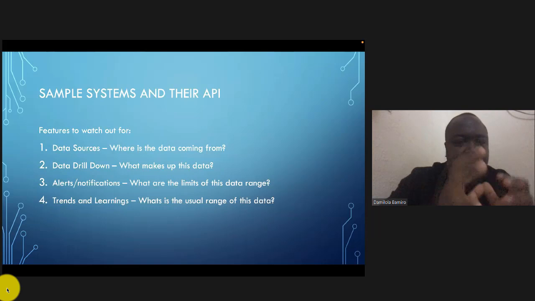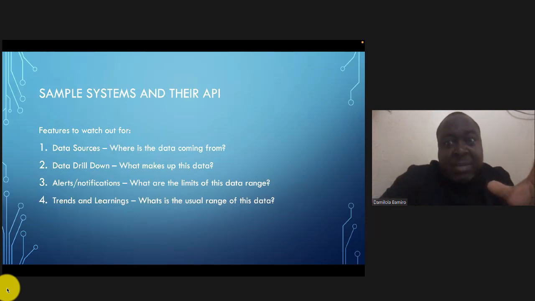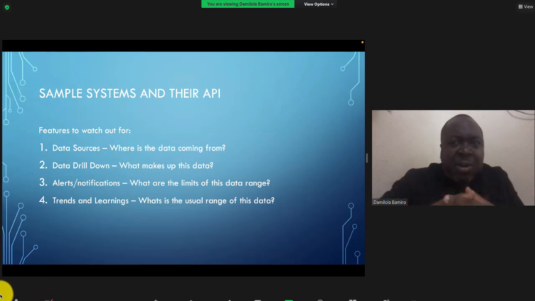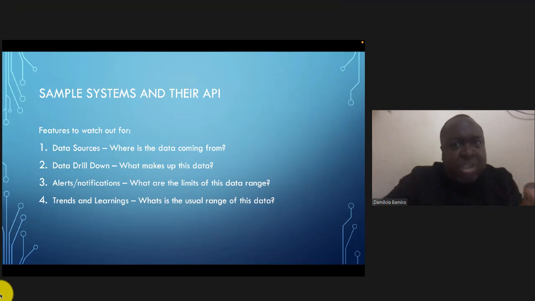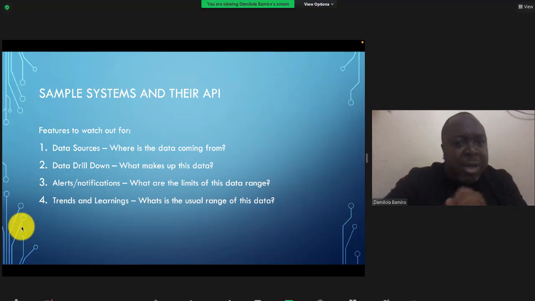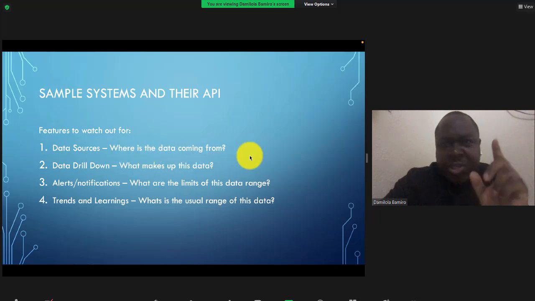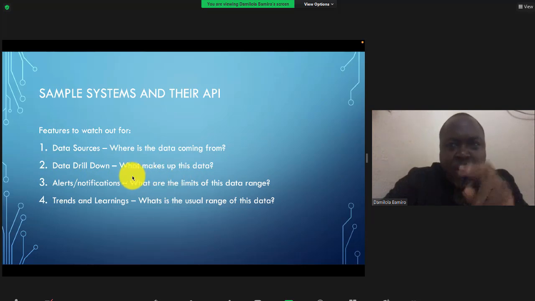Now, I will show you some sample systems that show you in depth how APIs can be used, because this is the secret of how you're going to make an effective dashboard. One thing to watch out for as I give you these examples is, number one, we're going to look at just a simple dashboard, and the question is, where is this data coming from? Which is your data sources. Number two, this data that you're showing me, what's the makeup of this data? How did you acquire this data?